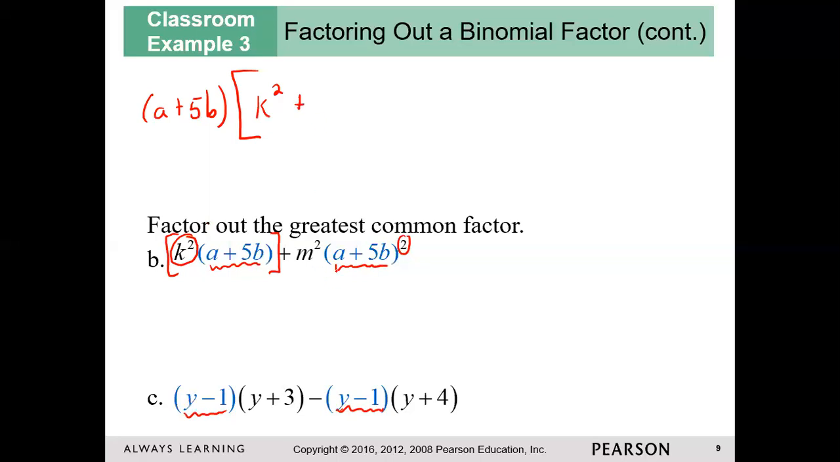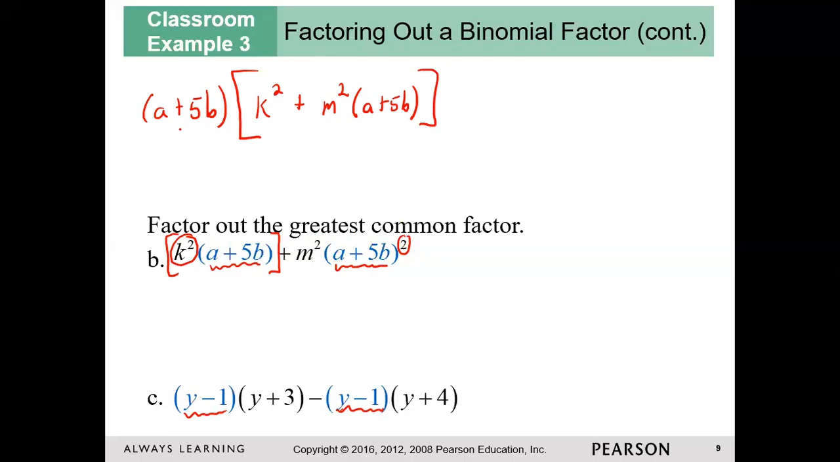Plus, again, I take one of these a plus 5b's out because this is to the second power. So if I take one of them out, there's still going to be one there. And that will be m squared and an a plus 5b remaining. Because again, there were 2 of them.